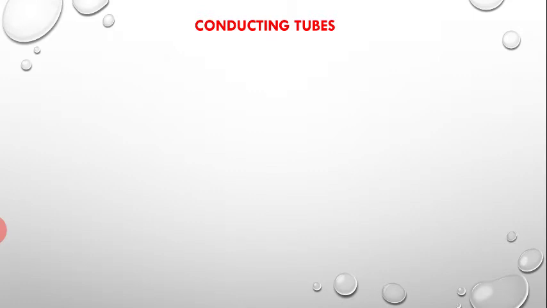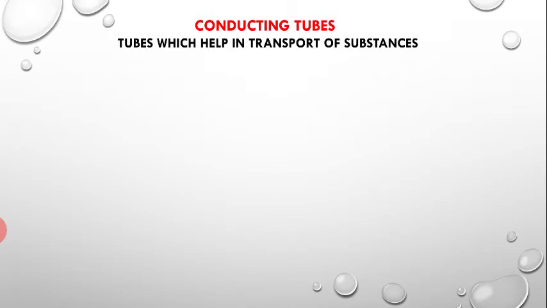So what is the conducting tube? Conducting tubes are the system of tubes which help in the transport of substances from one part of the plant to the other part of the plant, known as the conducting tube system. It consists of the xylem, and on the other hand it consists of the phloem.